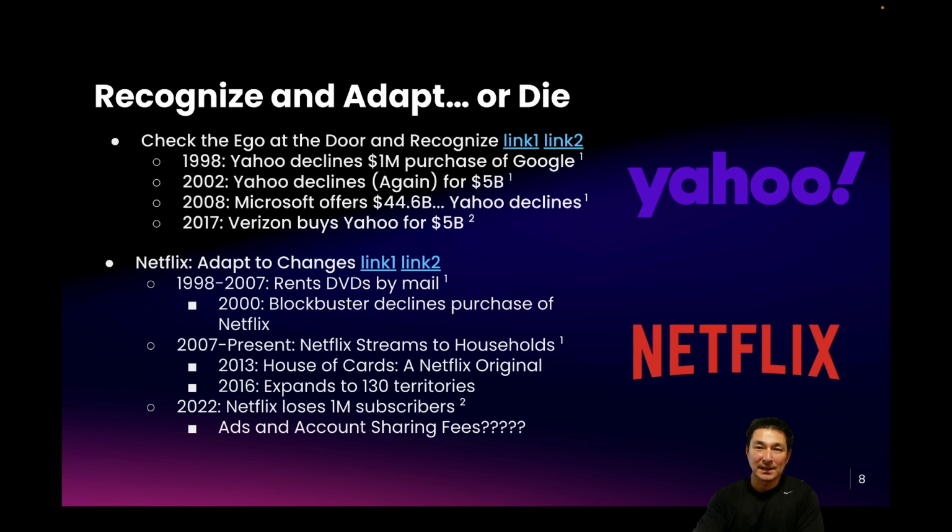Yahoo failed to recognize the shifts in its business and the market around it, ultimately leading to its demise. In contrast, Netflix between 1998 and 2007 was renting DVDs by mail through those famous red envelopes. On a side note, in 2000, there was an opportunity for Blockbuster to purchase Netflix, but Blockbuster declined. In 2007, Netflix realized the shift in the market was occurring. And in 2007, Netflix began offering a streaming service direct to households.